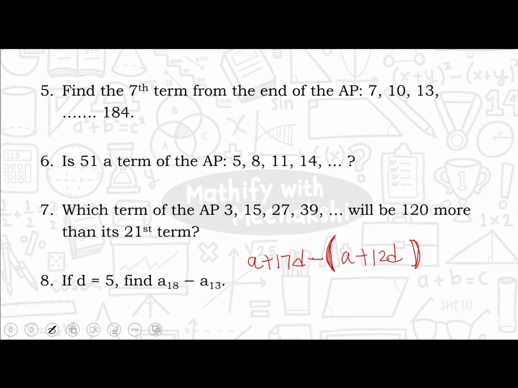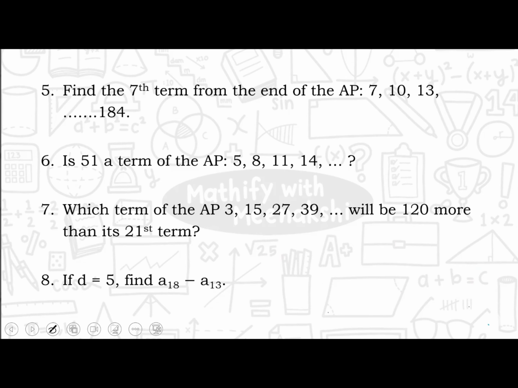Now you know this minus sign will change the signs of all the terms in the bracket. So you will write a plus 17d, that you will write as it is. Now you have to hide this minus sign and change the sign of all the terms in the bracket, that is minus a minus 12d. Now a and minus a get cancelled out. So you're just left with 17d minus 12d, that is 5d. Okay, now what's the value of d here? It's 5. So 5 into 5, 25. So the answer of the 8th question is 25.